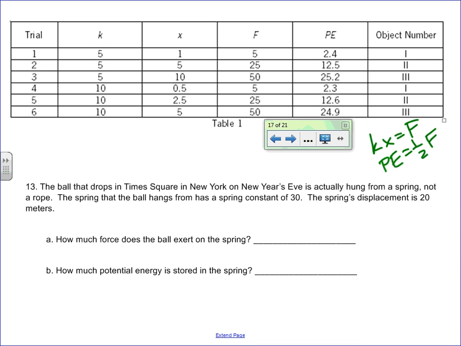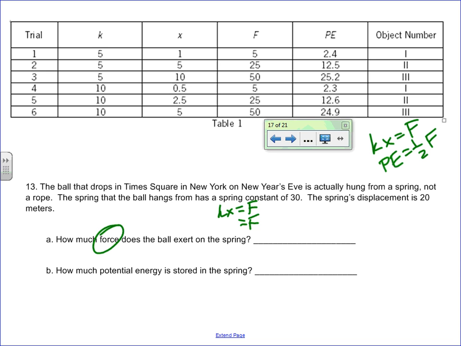The spring that the ball hangs from has a spring constant of 30. The spring's displacement is 20 meters. How much force does the ball exert on the spring? Our answer should be a what? What are we looking for? Force. So circle force. So if we use our equation, K times X equals F, we need to find the force, which means we need to know K and X.